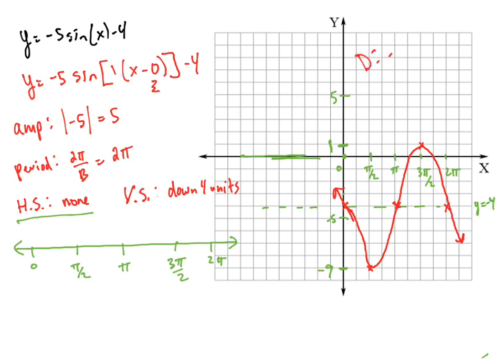Okay, so the domain again is all real numbers. The range is everything between negative 9 and positive 1.